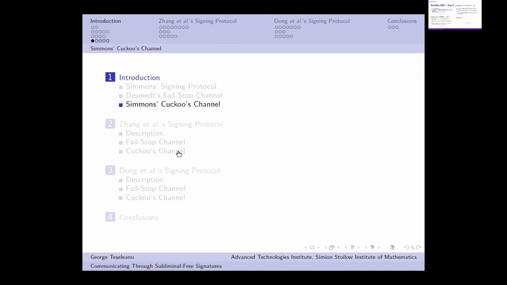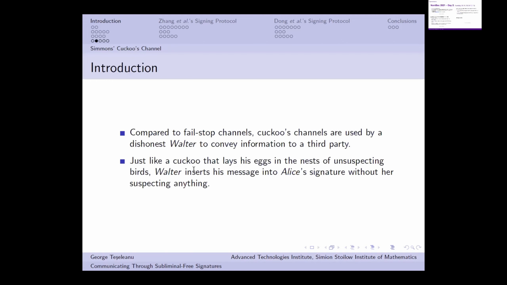Now, a few years later, Simmons also found a method to communicate subliminally through his own signing protocol. There's a small difference between Desmedt's protocol and Simmons' protocol. In the case of Desmedt's protocol, Alice wants to communicate with Bob. In the case of Simmons' protocol, Walter wants to convey information to a third party, and in order to do that, he uses Alice's signature without her suspecting anything.